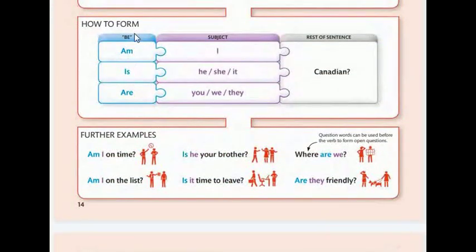How to form: be, subject, and rest of the sentence. Am I Canadian? Is he, she, it Canadian? Are you, we, they Canadian? And examples. Am I on time? Am I on the list? Is he your brother? Is it time to leave? Where are we? Are they friendly?